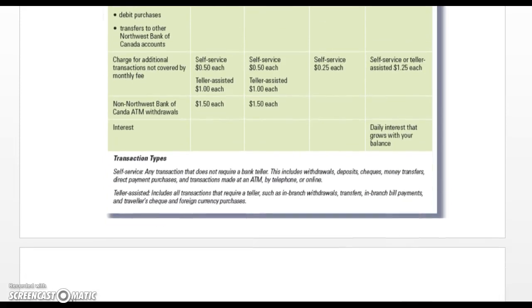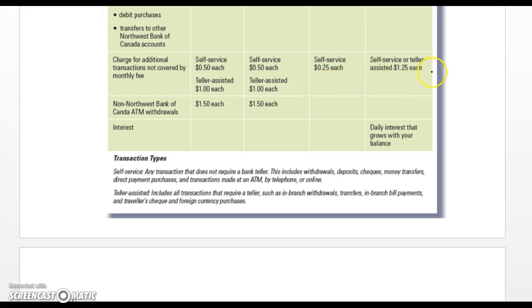So charges for additional transactions not covered by your monthly fee. For your first 2 accounts here, it would be 50 cents for each self-service transaction, and then $1 for each teller-assisted transaction. That'd be if you went up to the bank teller and had to get them to actually assist you in making some sort of transaction, whether it's a withdrawal, deposit, anything like that. For that third account, you'd only have to pay 25 cents for that self-service transaction.